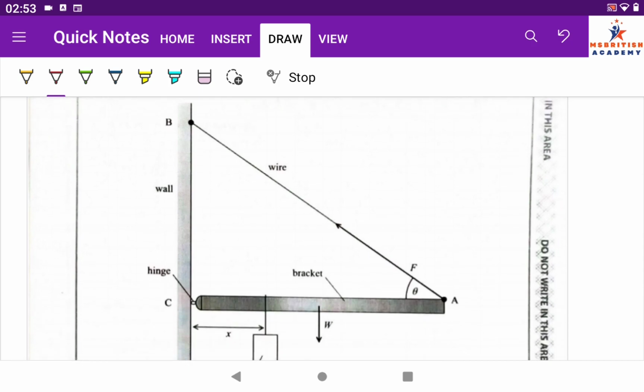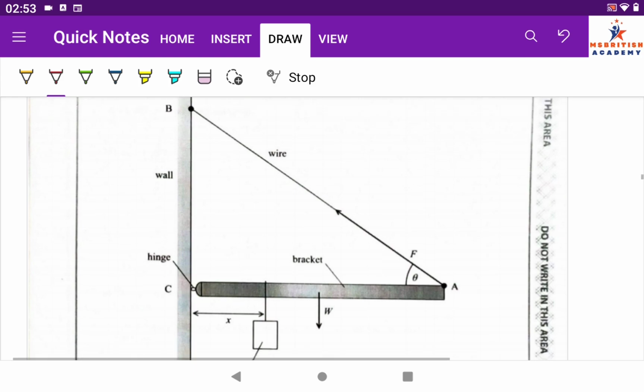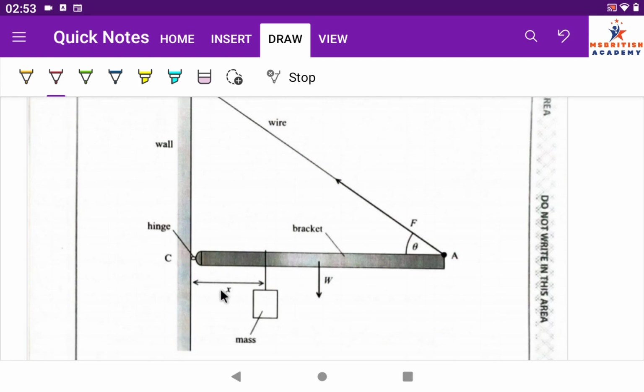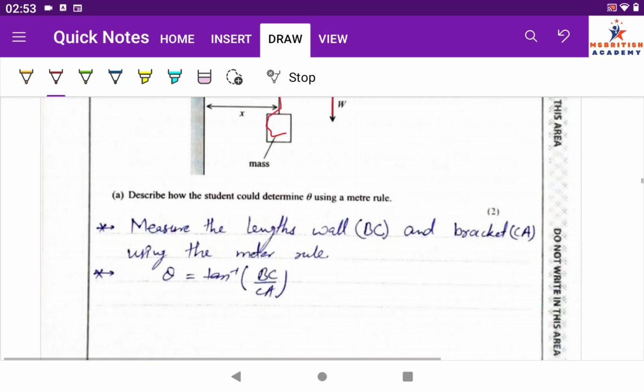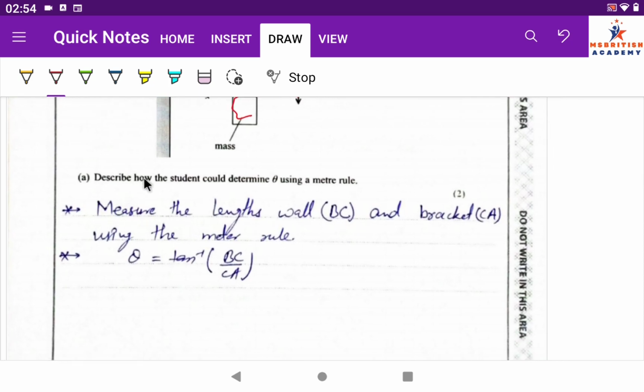So say here the points B, A, this is angle theta, and a force is applied by this wire at point A, and this is the hinge point. At x distance from the hinge point, a mass M is attached, and this is the center of mass of the bracket. Okay, so describe how the student could determine theta using the meter rule.